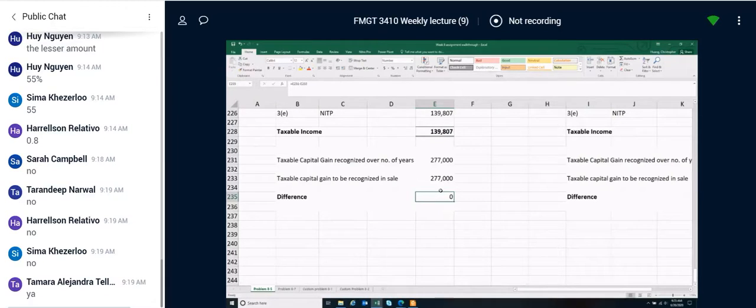Any questions on the first track? Any questions? Or are we good? It's fairly simple, I think, capital gains reserve.